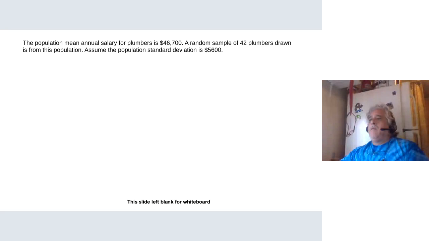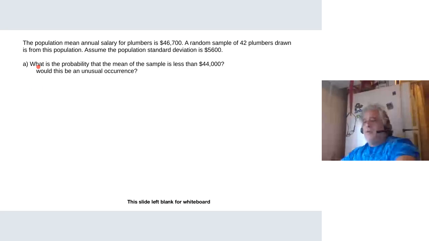But there's nothing else new here other than we got to deal with the sample size. Everything else is still the same thing. All right. What is the probability that the mean of the sample of 42 is less than 44,000? Now, I'm going to do the standard error thing over here separately. So this is what we're going to calculate. We got to do this by taking this and dividing by the square root of n.